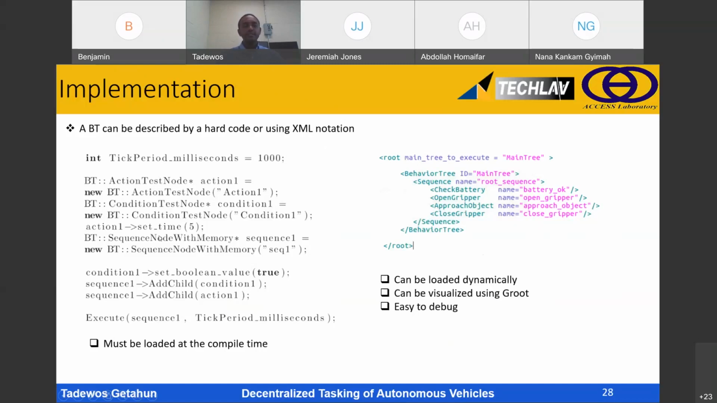It is fast because it is hard-coded and there is nothing we have to load. However, it is difficult to debug and also to modify. It is not possible to modify at a later stage. Because of that, we go with the XML-based behavior tree, which we can load dynamically, and the tool also works only with XML-based behavior trees. And because you can see your behavior tree, you can debug it easily if there is an issue.